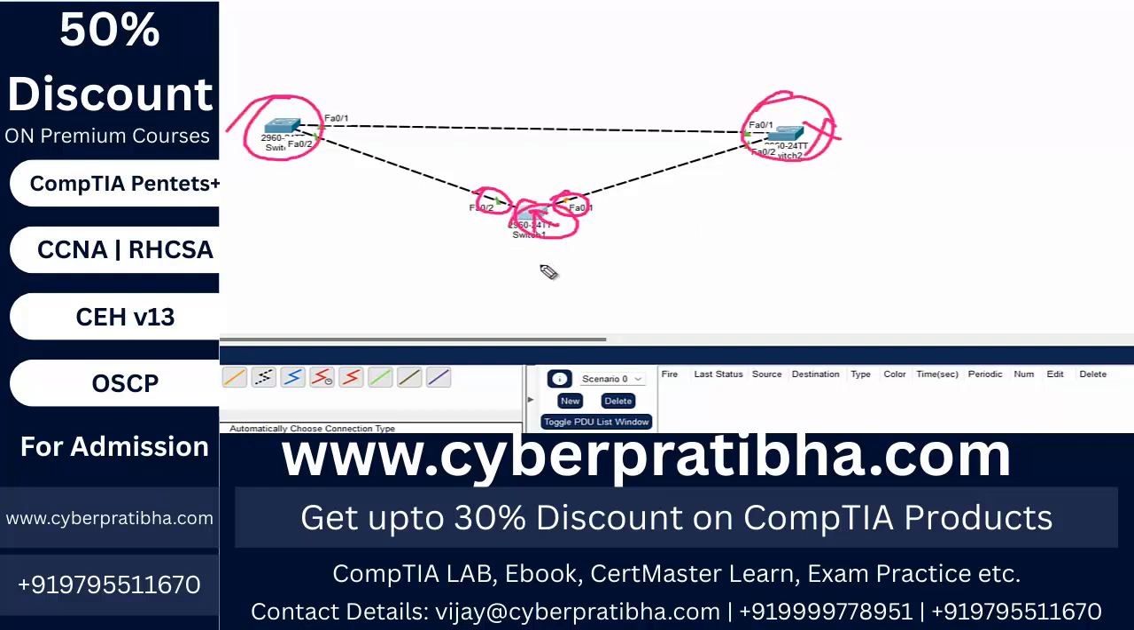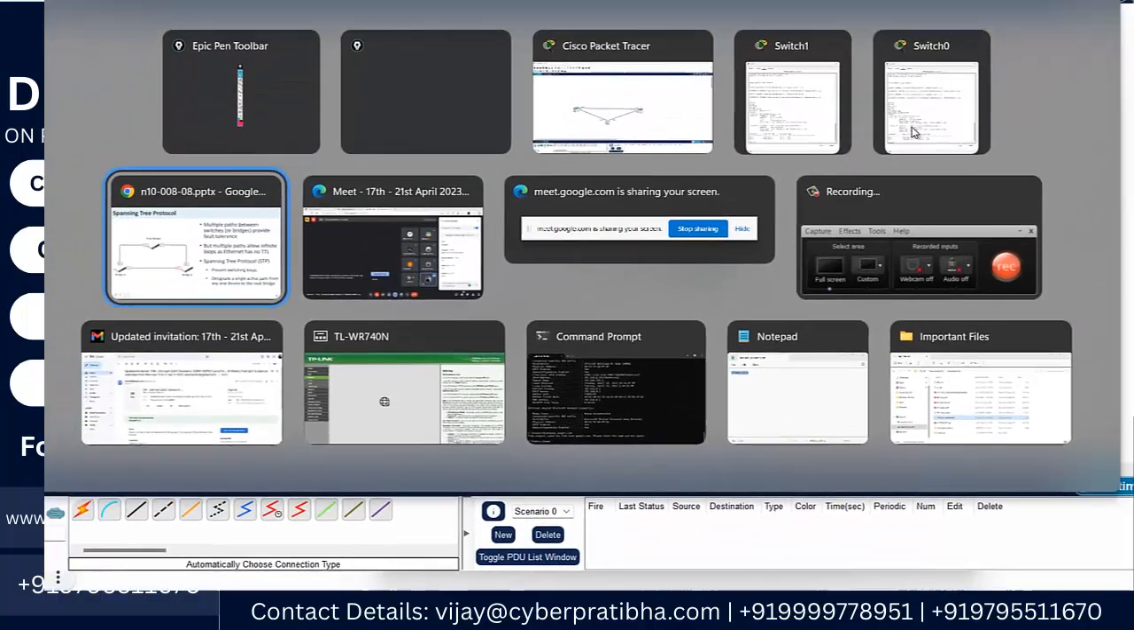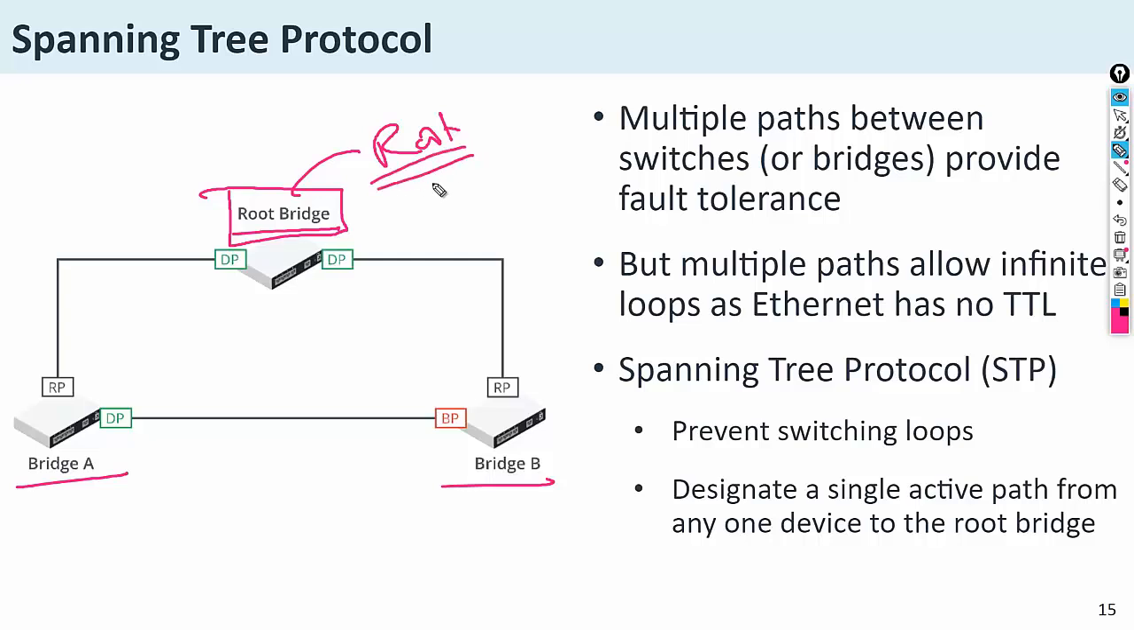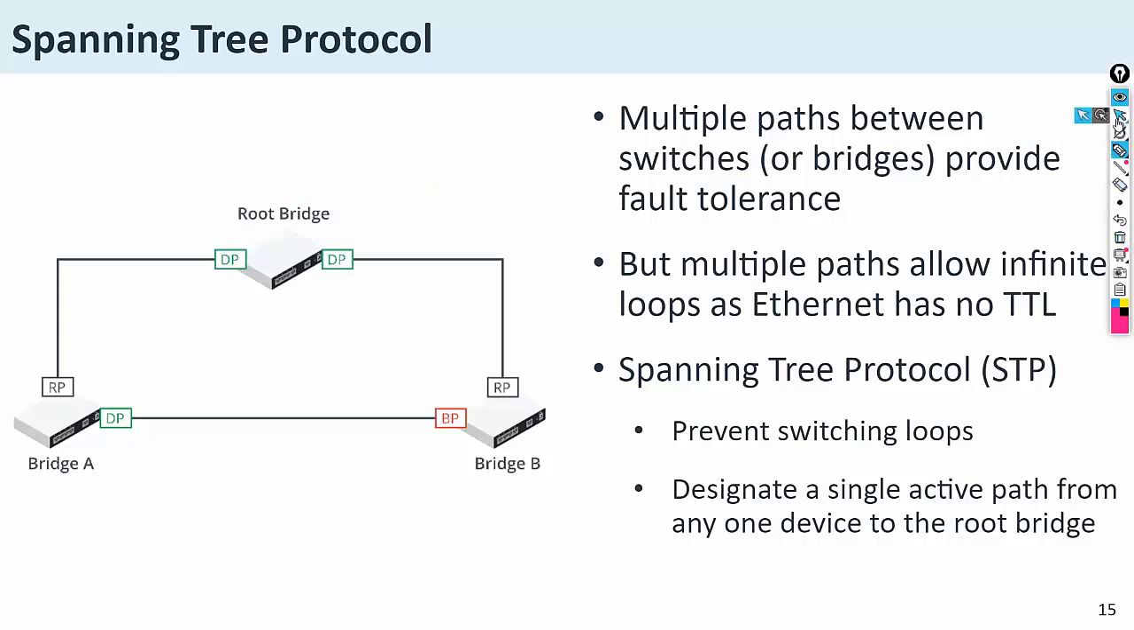These are the non-root. So now the question is, how will they identify who will be the root? This is the root bridge, this is bridge A and bridge B. So how will they identify whether this computer will be the root or this switch will be the root? They will identify on the basis of the bridge ID.